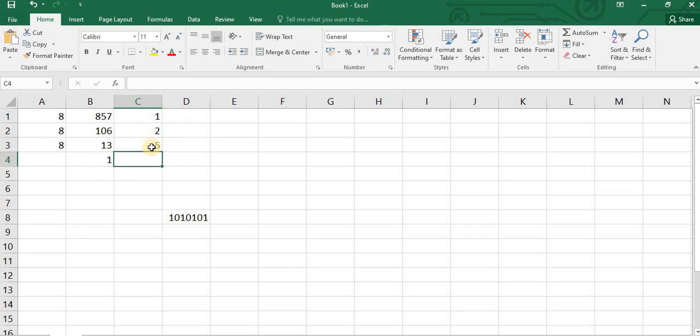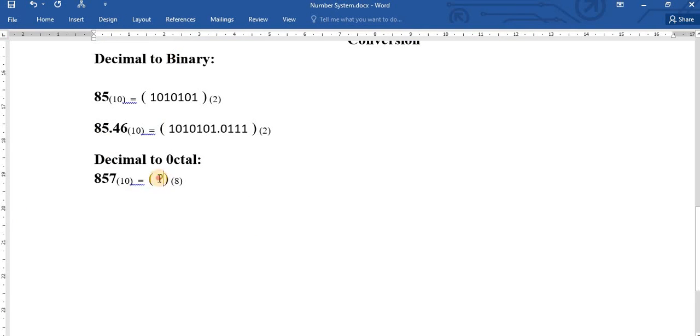Okay, now you have the number 1531. Your number will be 1531. So this is your octal representation. Okay, easier to write down number. So this is your octal representation.